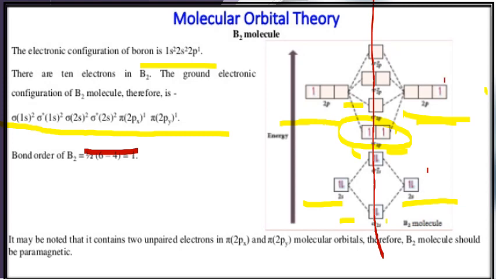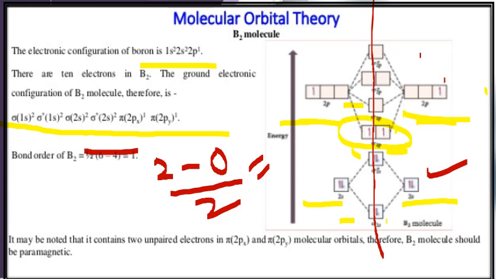For 2s, it is (2 minus 2) upon 2, which is equal to 0. So no bond formation takes place for 2s. But for 2p, again find out the bond order. It is the number of electrons in bonding molecular orbitals minus the number of electrons in anti-bonding molecular orbitals, divided by 2. So the bond order of B2 will be (2 minus 0) upon 2. That will come out as 1.